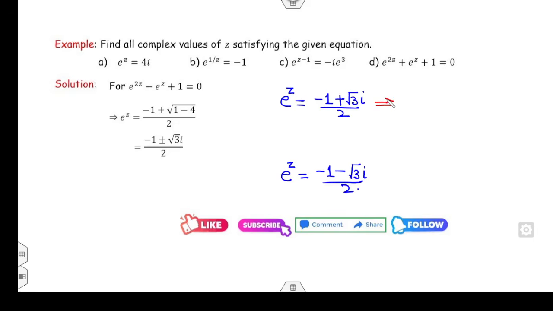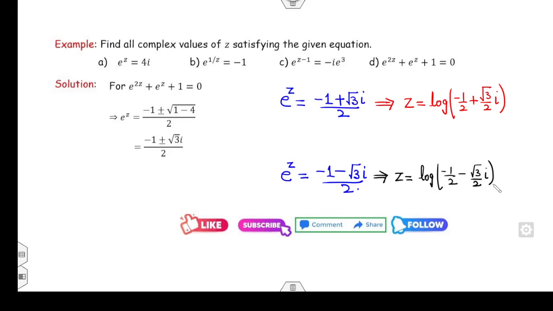Fine, so from this case, what is your target? Your target is to find the value of the log of -1/2 plus √3 over 2 iota. Fine. And from this case, your target is to find the value of log of -1/2 minus √3/2 iota. Fine. After that, the way you did the first, second, third parts, in which quadrant does this lie? x is negative, y is positive. It lies in my second quadrant. Fine. Find the modulus of this number. Find the argument of this number.